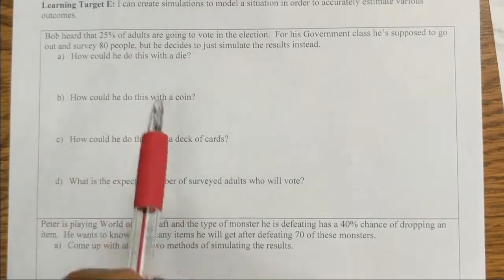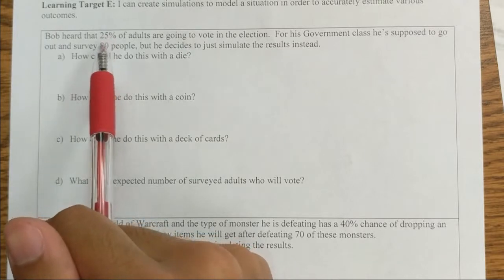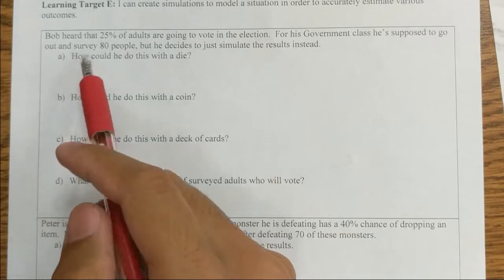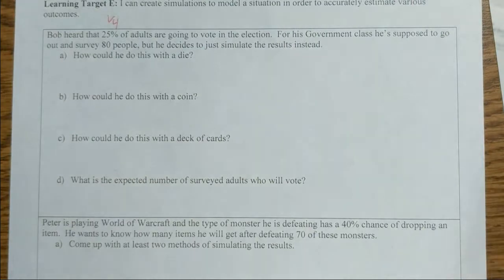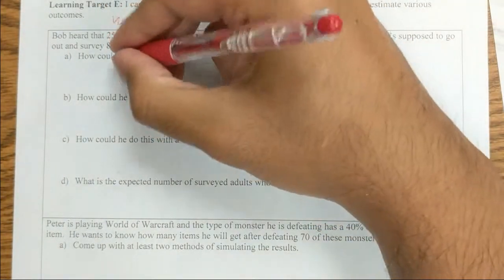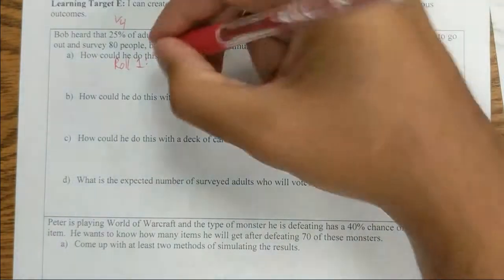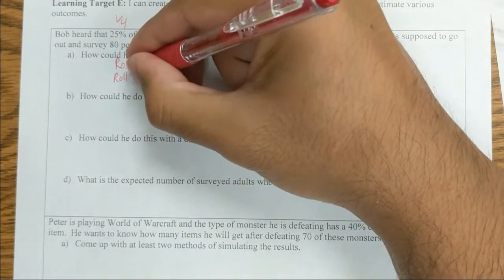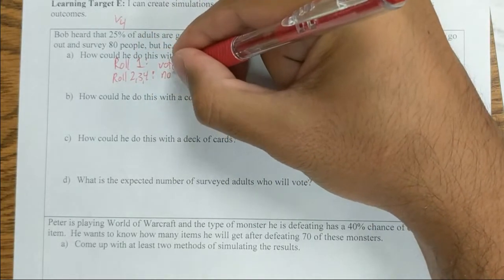Okay, so simulating results. Here we want to simulate a 25% chance of success. With a die that has 6 sides, 25% in fraction form would be 1/4. One way we could do this is if you roll a 1, we consider that to be yes, you're going to vote. If you roll a 2, 3, or 4, that represents no, not voting.